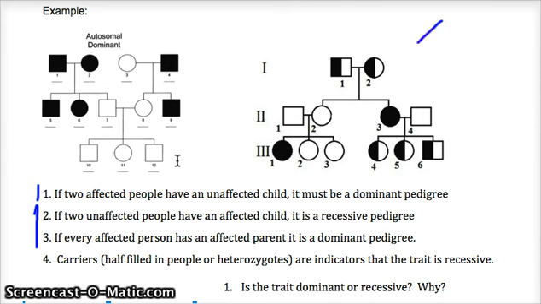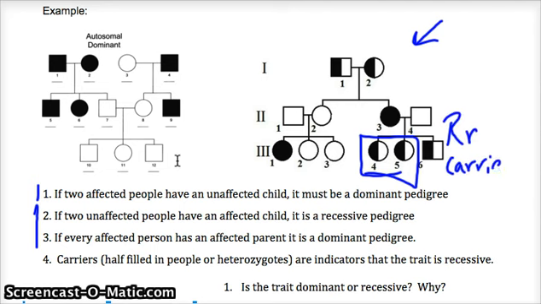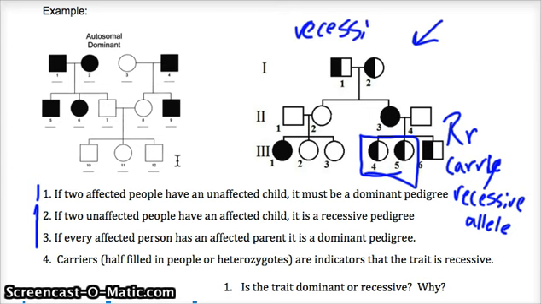This one over here is recessive. The big key giveaway with recessive is that generally with recessive pedigrees, there are carriers. Carriers are your big R, little r. That means they don't have the trait, but they carry the recessive allele. Alright, that's the easiest way you can tell it's recessive. So this is a recessive pedigree. The other way you can tell is that it skips generations.